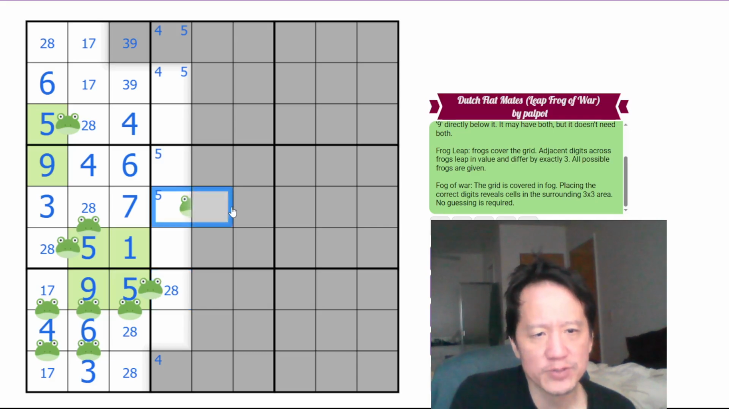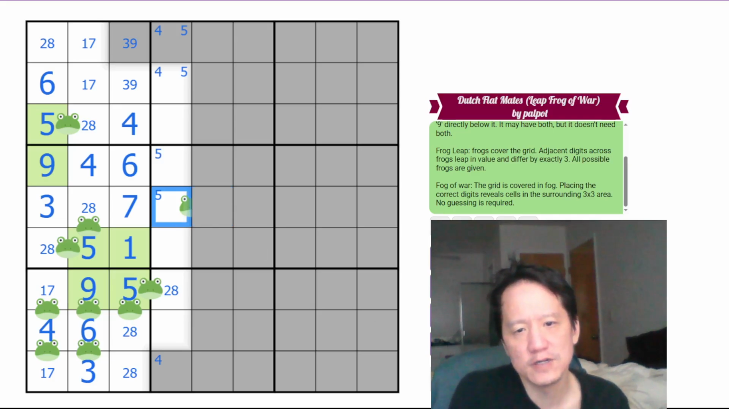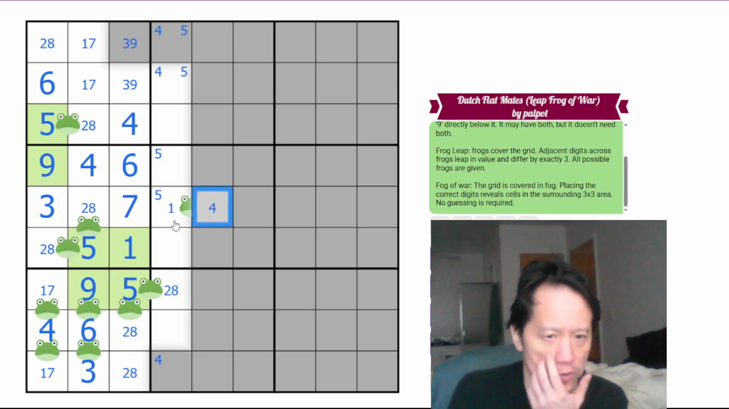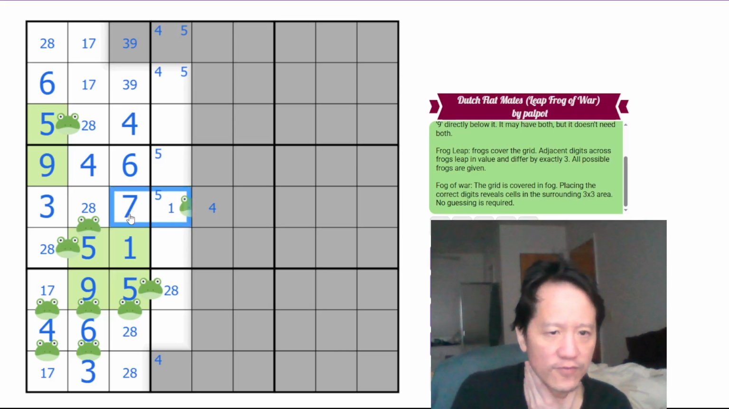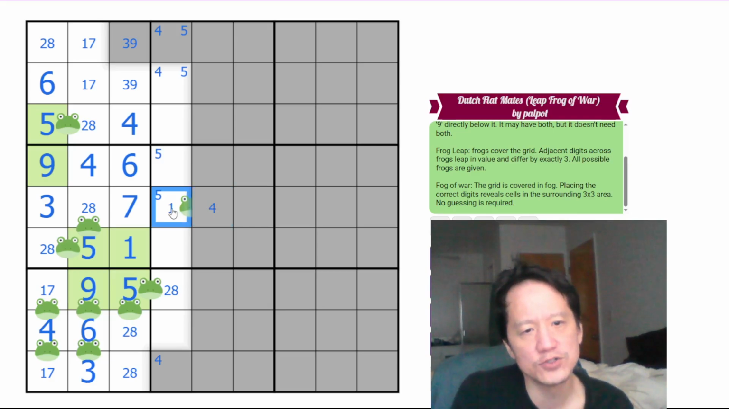What are the possibilities for this cage or this frog leap here? You can't have 3. You can't have 7. So you could have a 1-4 pair here as long as this is 1 and this is 4, because if 4 were here, that would have to have a frog leap in between them. So you could have 1-4. You could have 5 and 2. I think that works either way.